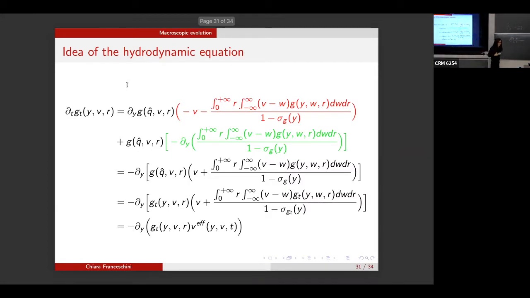To have some intuition on the effective velocity, you see it's the contribution of the bare speed, v, plus the contribution of the colliding rods with speed w. Okay, so this is the hydrodynamic equation.